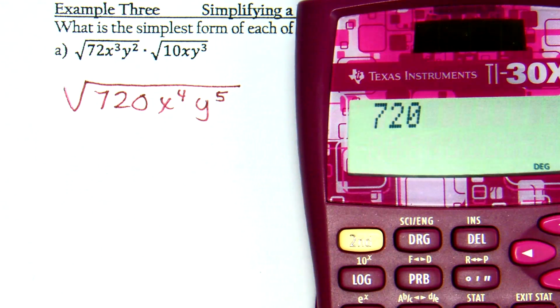Now, here's the catch. You have to try and find the largest number 720 divides by. If you just say, oh, 720 divides by 4, well, I'm not going to disagree. However, you're not going to have it fully simplified. If you just do 720 divided by 4, you're going to have to take whatever remains and keep pulling out more perfect squares.